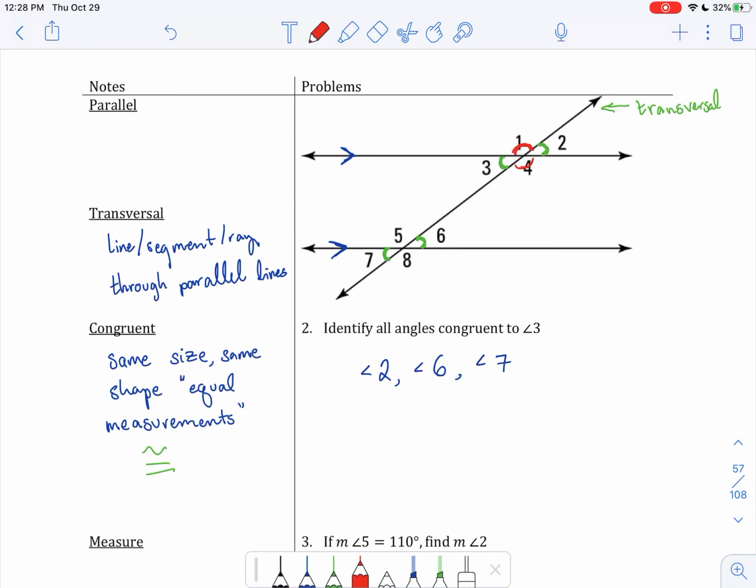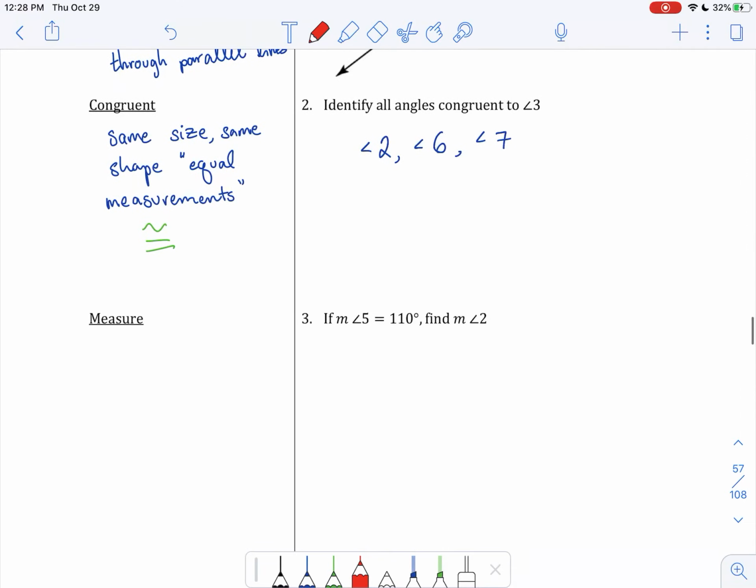Also, the obtuse ones are all congruent. So 1 is congruent to 4, 5 is congruent to 8. So we would have a separate set of obtuse angles. And that's what's going to be helpful in answering our last question here, 3.